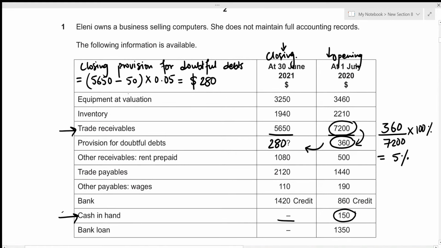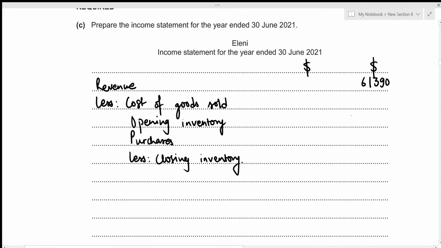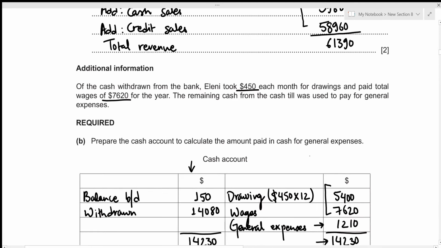All right, so inventory is given right here. So the closing inventory amounted to 1,940, whereas the opening inventory amounted to 2,210. Let's substitute these two values first. So we had the opening inventory of 2,210 and the closing inventory of 1,940. All right, let's look for the value of purchase.